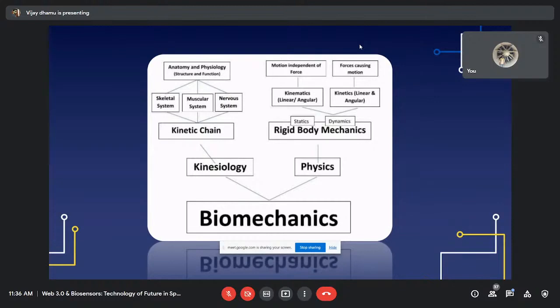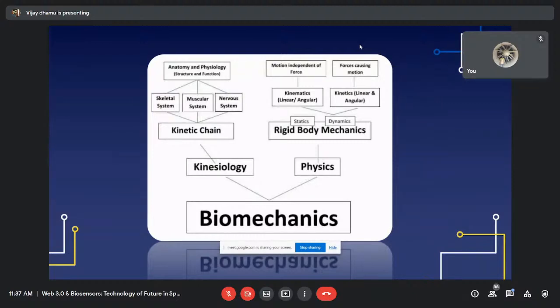When a human body moves, we can see the movement, but the initiation of the movement takes place on a microscopic scale. It is by a concept called the sliding filament theory. That takes place inside the muscle, and for that to take place, we need the nervous system and muscular system. And when the muscular system contracts, the skeletal system moves. That causes the human body to move, and the skeletal and muscular systems are part of anatomy and physiology, and biomechanics is a multidisciplinary study.